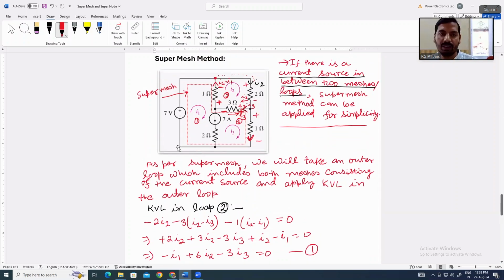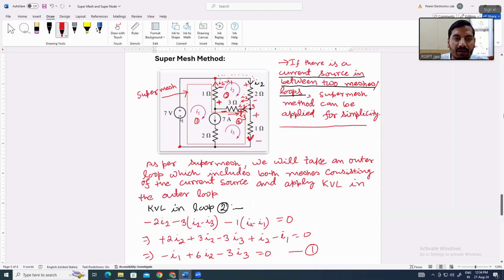While moving in the loop or super mesh, we have to calculate the algebraic sum of all voltage drops. So we will start at this point. If we start at this point, first our 7 volt will come, then 1 ohm resistor, then 3 ohm resistor, then 1 ohm resistor, and again we will reach this point in this super mesh. So we are starting from here.